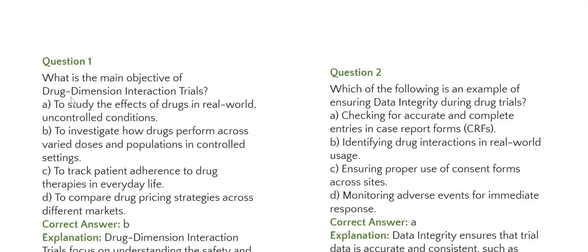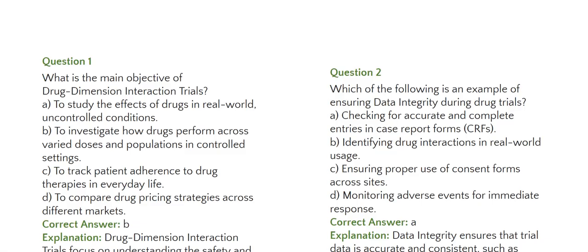Question 1: What is the main objective of drug dimension interaction trials? A, to study the effects of drugs in real world and controlled conditions. B, to investigate how drugs perform across varied doses and populations in controlled settings. C, to track patient adherence to drug therapies in everyday life. Or D, to compare drug pricing strategies across different markets.